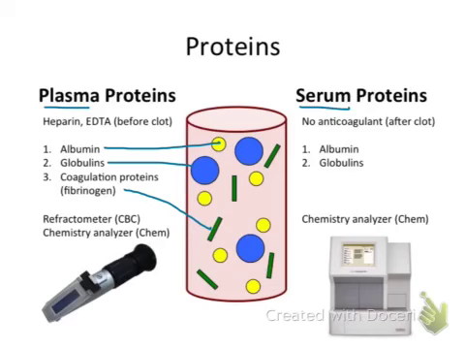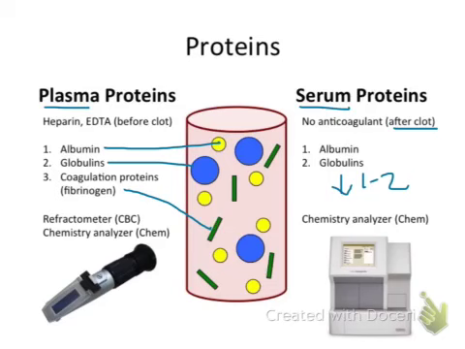Since proteins in serum are measured after clot formation, measurement of serum proteins does not include the coagulation proteins. Therefore, the serum protein concentrations tend to be 1 to 2 units less than the plasma protein concentration.